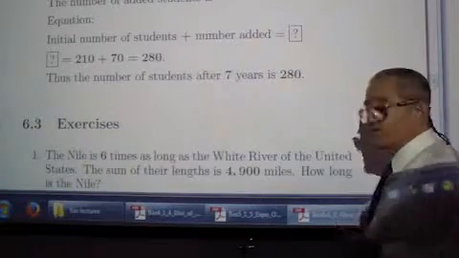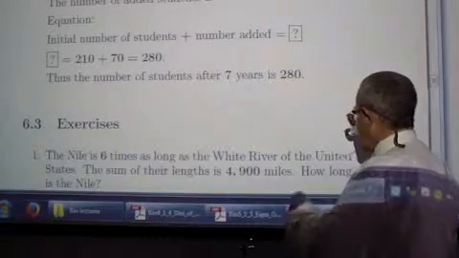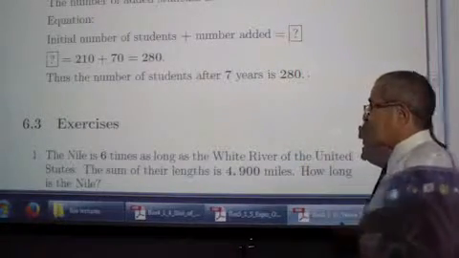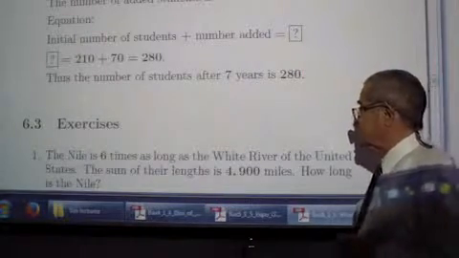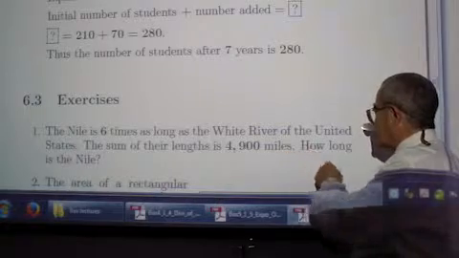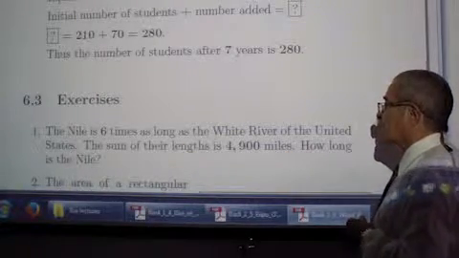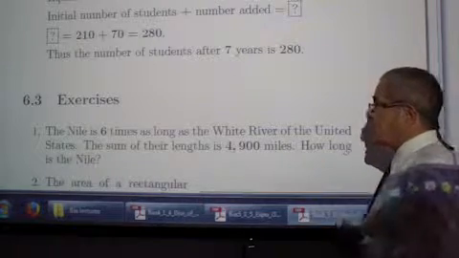The Nile River in Egypt is 6 times as long as the White River in the United States. You can look up where the White River is. The sum of their lengths is 4,900 miles. What is the length of the Nile?